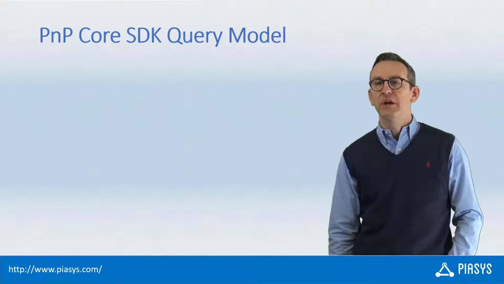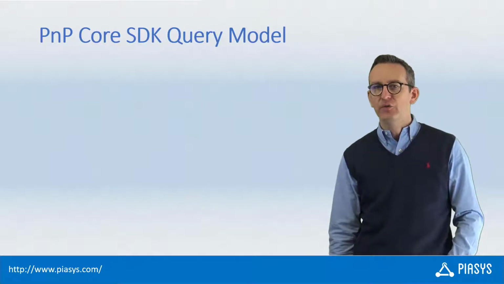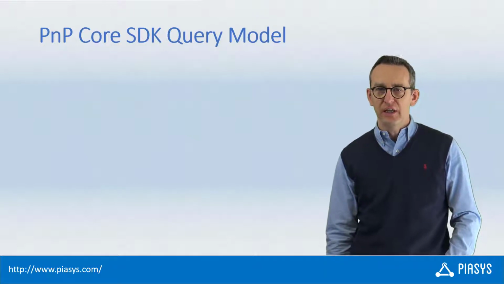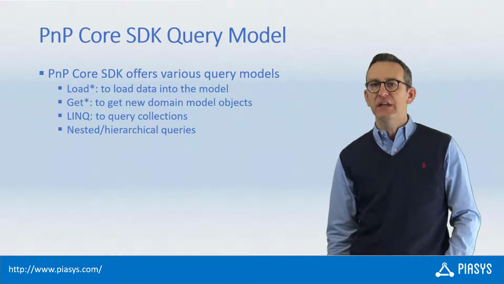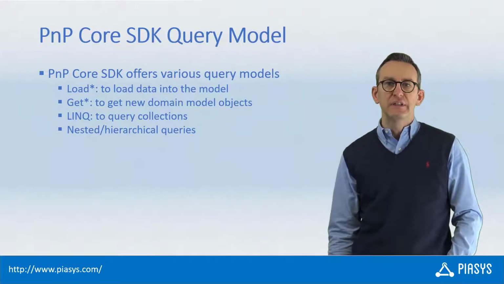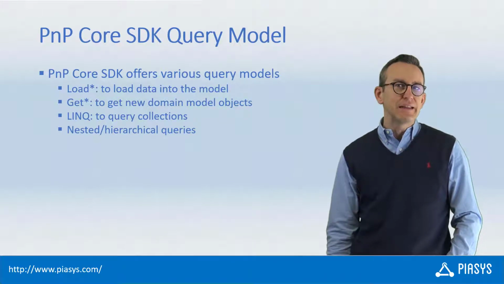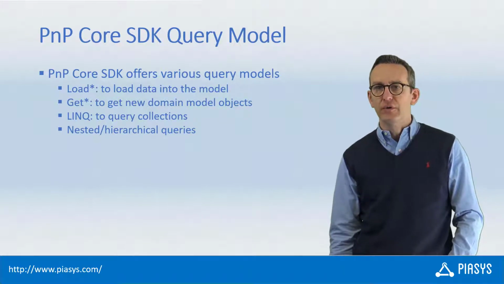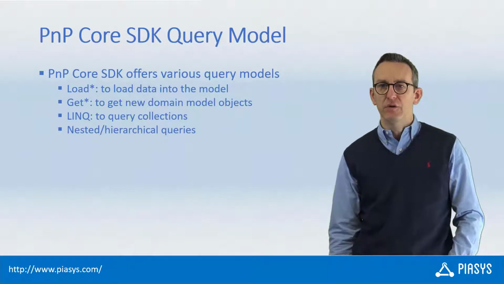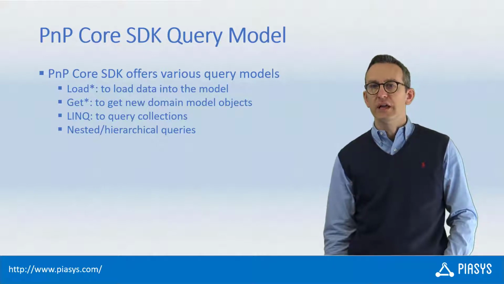Today we keep on talking about the PnP Core SDK library, and specifically I want to explain how you can query data using PnP Core SDK. In fact, in PnP Core SDK we have different querying flavors. You can load data into the domain model that you already have in memory. You can get data into a new variable based on the domain model type that we provide with PnP Core SDK. Or you can use the language integrated query model to query collection of objects.